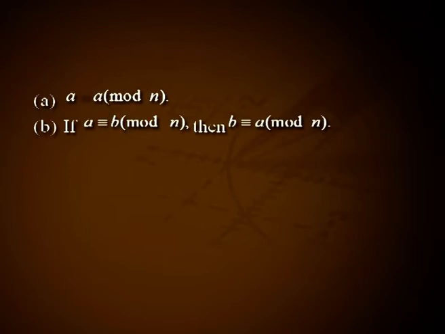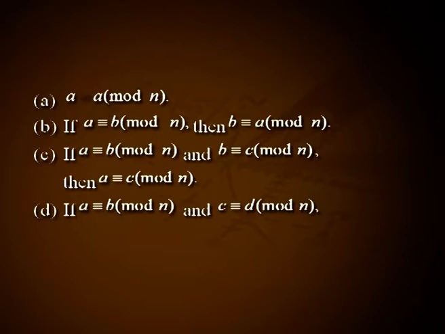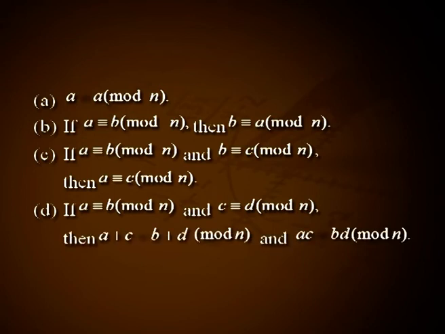Theorem 2. Let n > 1 be fixed and a, b, c, d be arbitrary integers. Then the following properties hold. A: a ≡ a mod n. B: If a ≡ b mod n, then b ≡ a mod n. C: If a ≡ b mod n and b ≡ c mod n, then a ≡ c mod n. D: If a ≡ b mod n and c ≡ d mod n, then a + c ≡ b + d mod n and ac ≡ bd mod n.